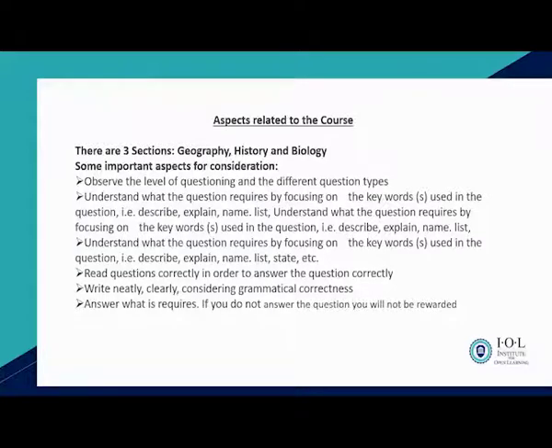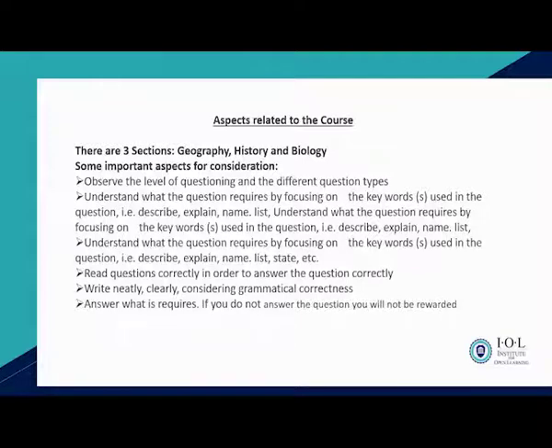Obviously, for each of the sections, for geography, history, and biology, the type of questions in most cases are the same, in a sense that you can be asked to describe, you can be asked to explain, you can be asked to discuss. So it is important that you understand what the question requires by focusing on the keywords, as I've just mentioned. If the keyword used in a question for each of the different sections asks you to discuss, explain or name, that is the most important focus of the question.